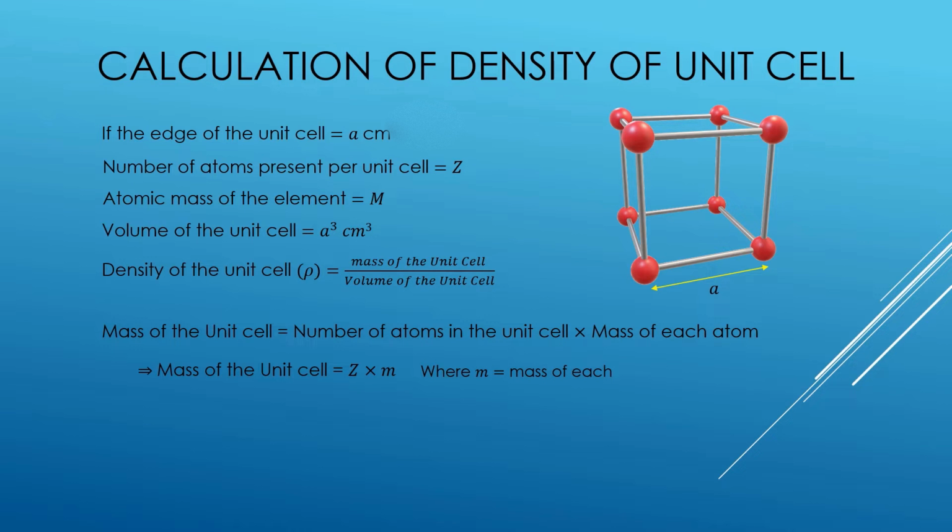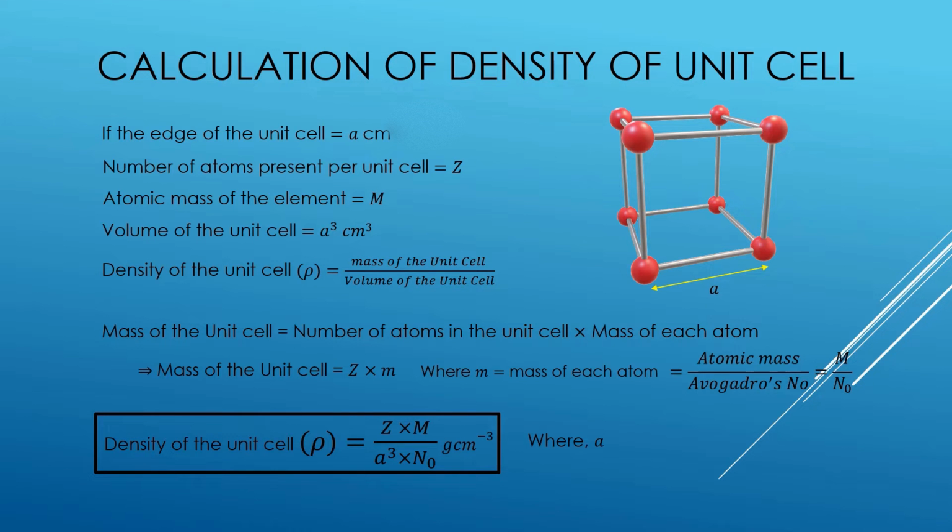And therefore, the density of the unit cell is given by this equation. Keep in mind that in this case, the edge of the unit cell is in centimeter cube. And therefore, the unit of the density is in grams per centimeter cube.